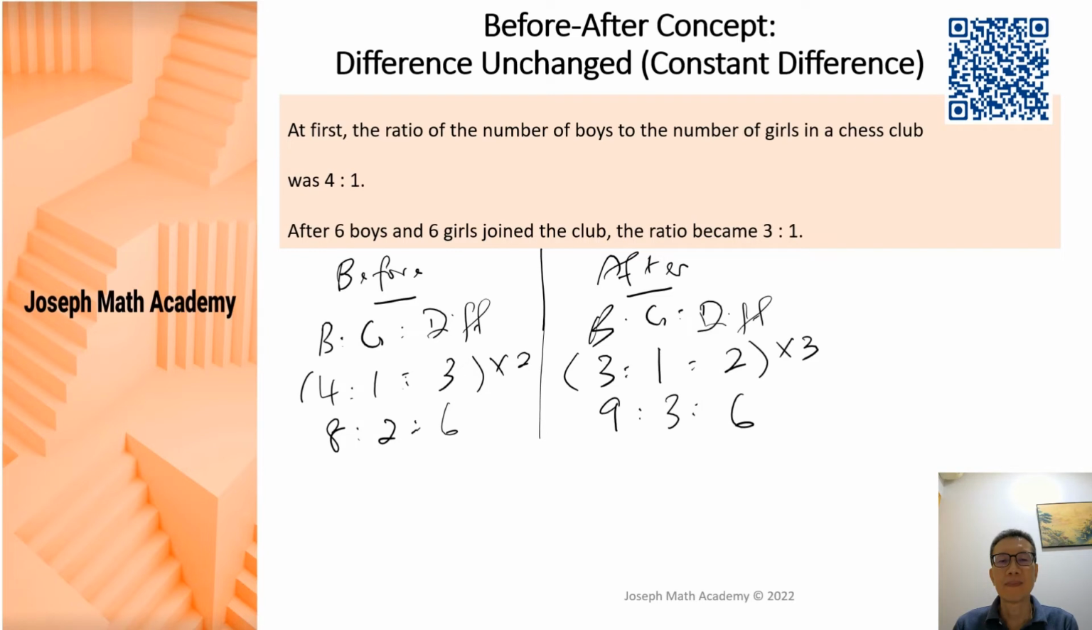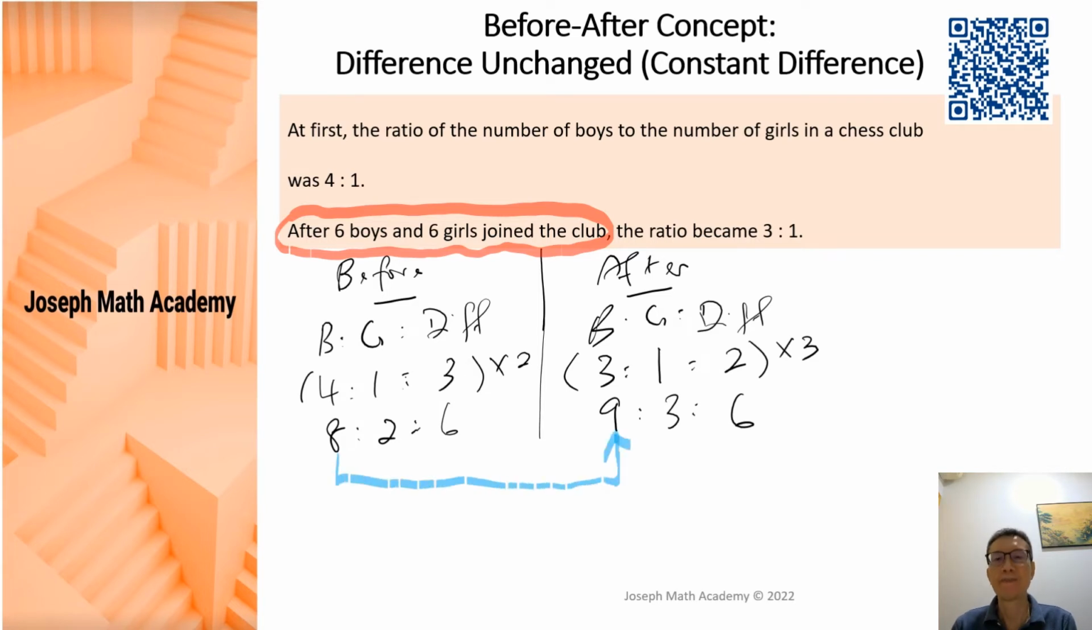Okay, now we know very well that 6 boys and 6 girls join the club. So let's double check. Now the boys go from 8 units and become 9, so there's an increase of 1 unit. Sorry, I have to put the plus here. Increase of 1 unit. Now for the girls, also an increase of 1 unit. So from here I can conclude that 1 unit is 6.